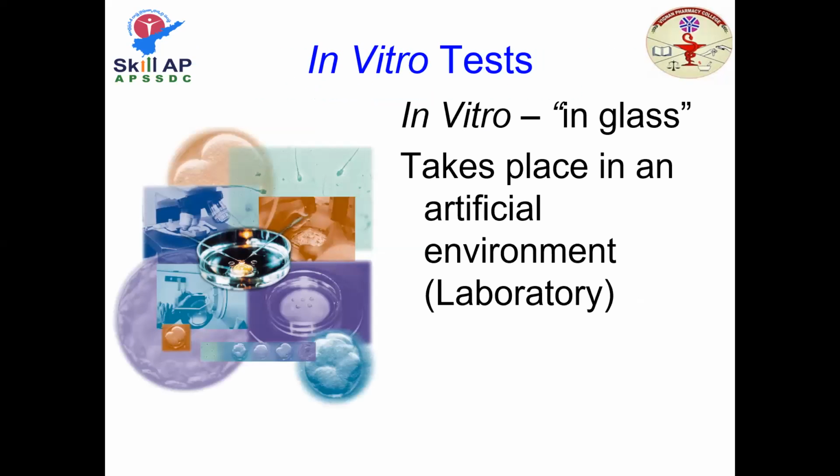So next one, in vitro testing. In vitro is nothing but in glass. So it takes place in an artificial environment. In vitro things, we will be separating any organ or cells, so we will be culturing. Many people might know about tissue culture.